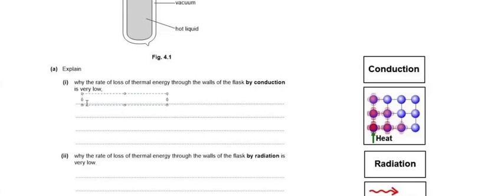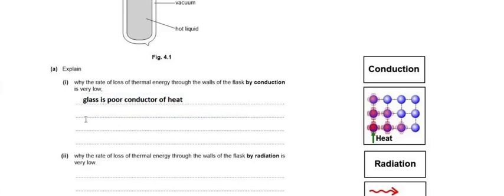So you can write down the glass. First point, the glass is a poor conductor of heat. That can be our first point. That's why the heat loss by the process of conduction is reduced.